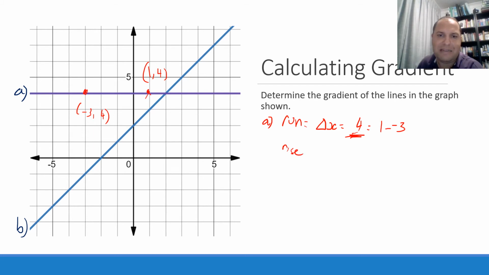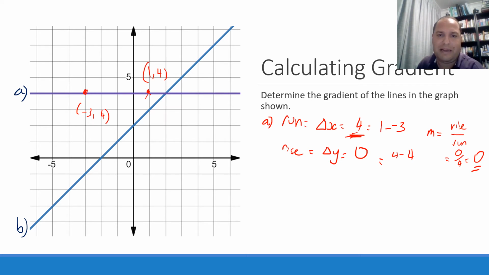Now, what about our rise? Our rise, or our change in y, well, just looking at it, it's 0. We haven't gone up or down at all when we're looking at that first purple line. And that sort of makes sense, using that's 4 take 4, which is going to be 0. So our gradient then is going to be rise over run, or change in y over change in x. That's 0 over 4, which equals 0. We've got a flat line here, and that makes sense. The gradient of our horizontal line should actually be 0.